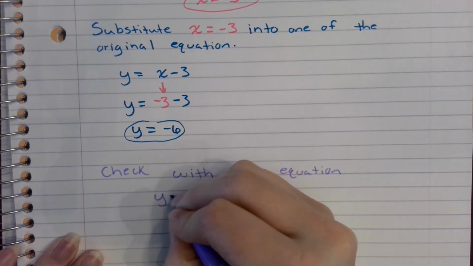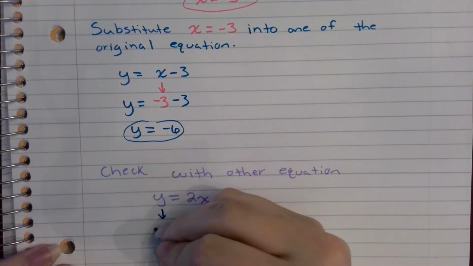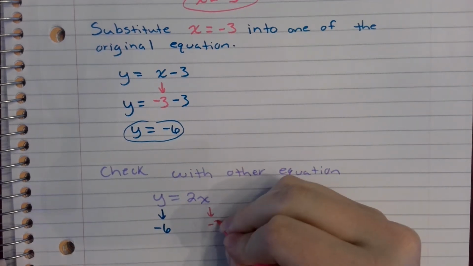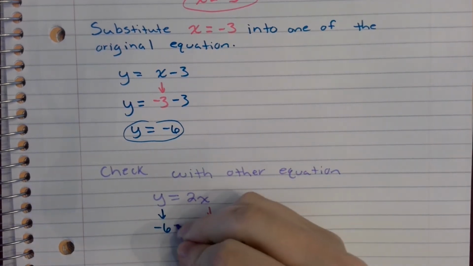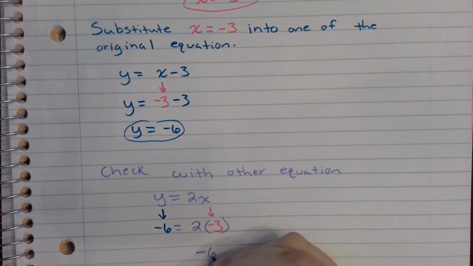Okay, so I have y is equal to 2x. I want to check to see, okay, if I replace that y with a negative 6, and I replace that x with a negative 3, is this statement going to be true? So 2 times negative 3. Well, 2 times negative 3 is negative 6. So I get negative 6 is equal to negative 6.